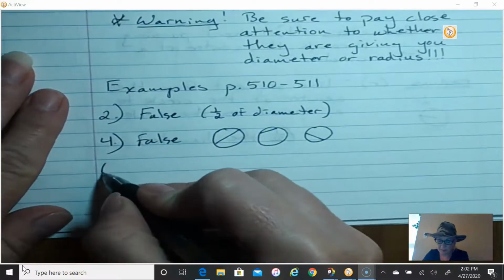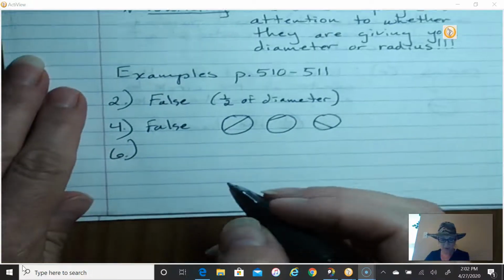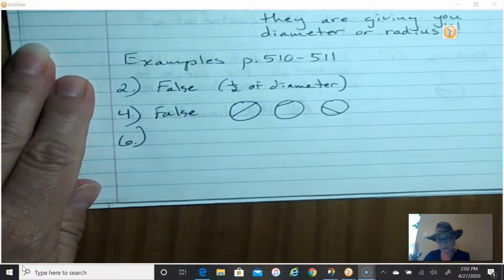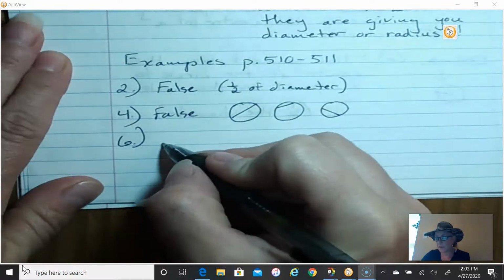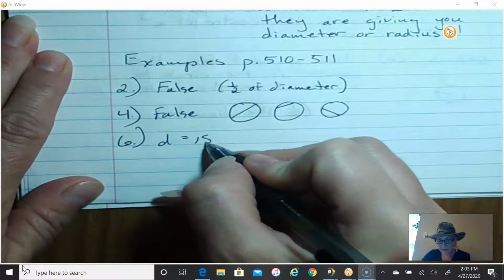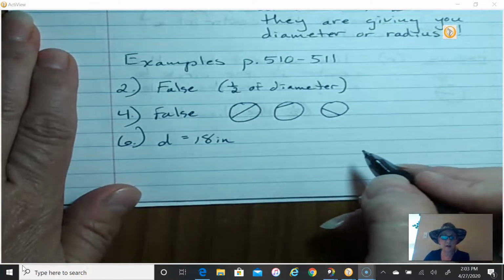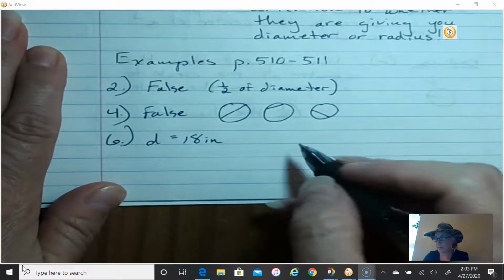All right, number 6. It says find the circumference of the following circles. Round answers to the nearest hundredth. So 6, this is where you got to be careful. They give you the diameter, and it's 18 inches. Okay, so we need to figure out the circumference from that.